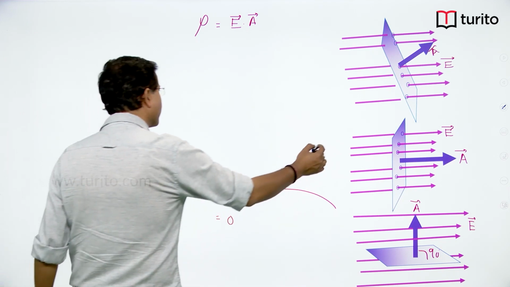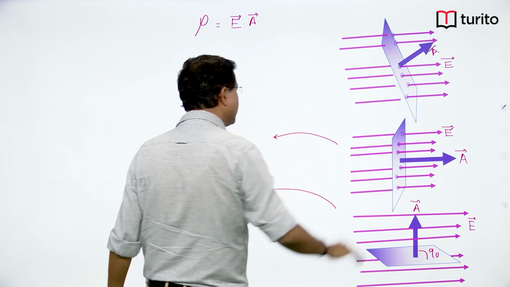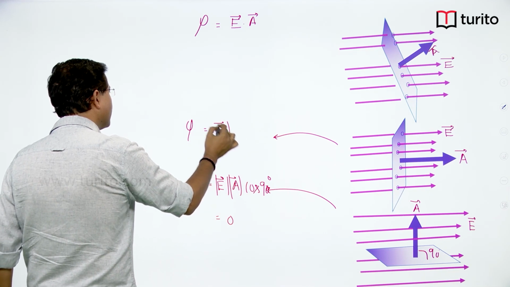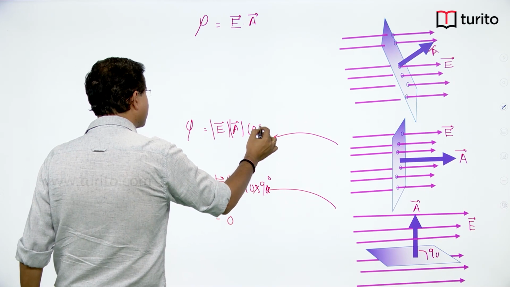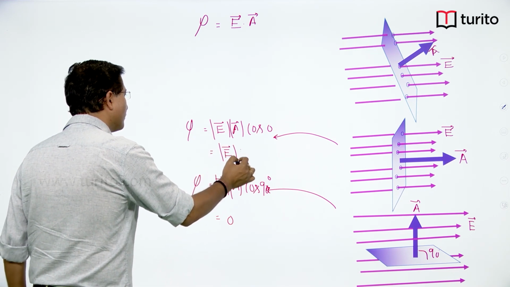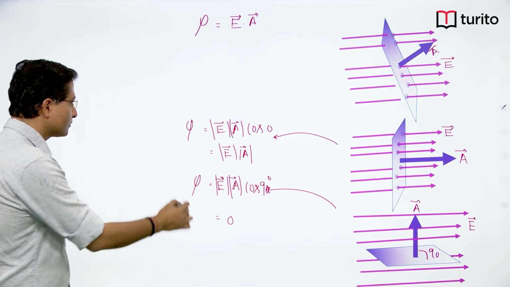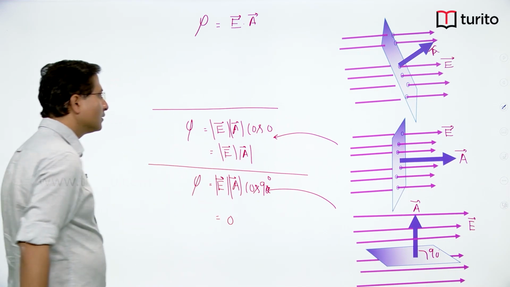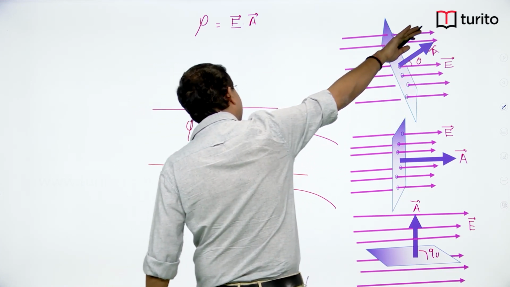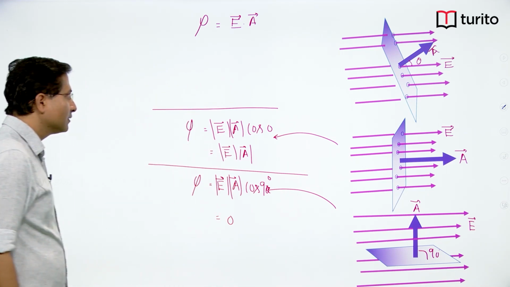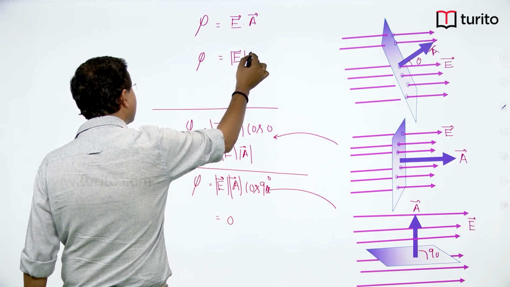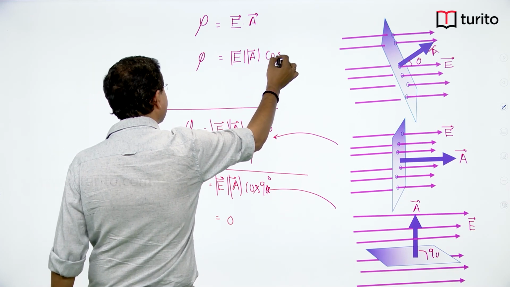In the second situation, area vector and field both are in the same direction. So I can write phi is equal to E A cos 0, which is 1. So the flux associated in this situation is mod E mod A. For any general situation, here the area vector is making angle theta with the field. So flux in this situation is mod E mod A cos theta.